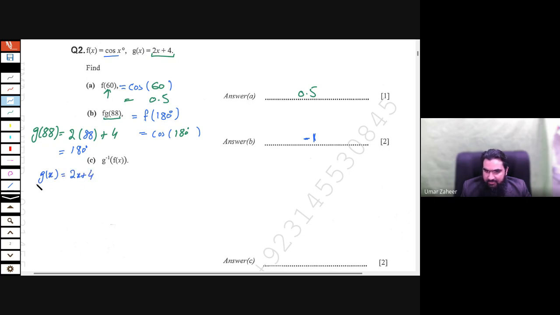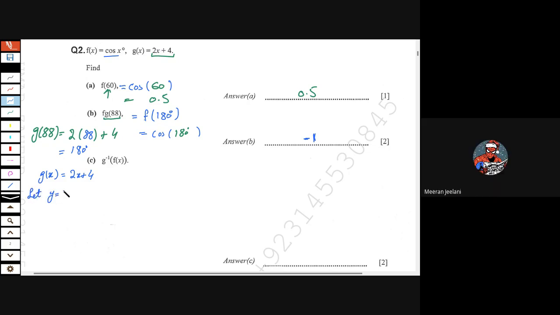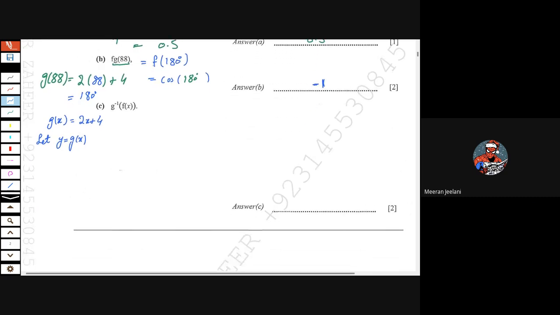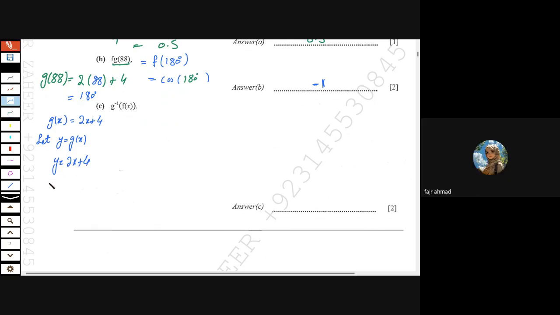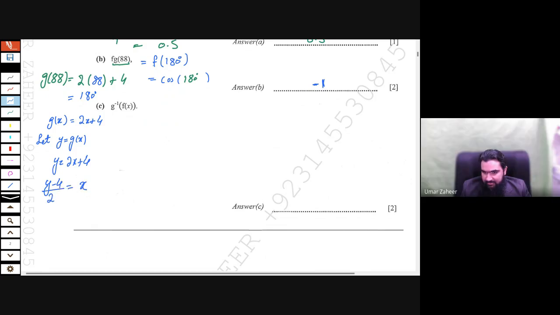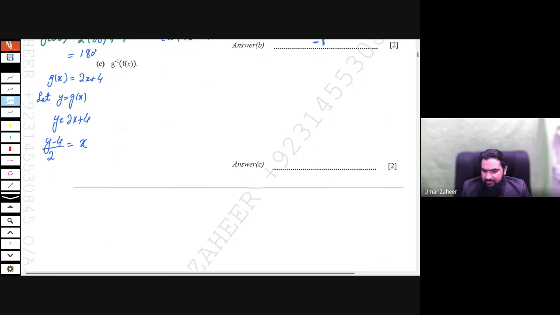The first step is, yes, Miran, what is the first step? We have to let y be g of x. Yes, so we will get that y is equal to 2x plus 4. Yes, for your next step, make x the subject, so (y minus 4) divided by 2 is equal to x. Yes, Hannah, next step.